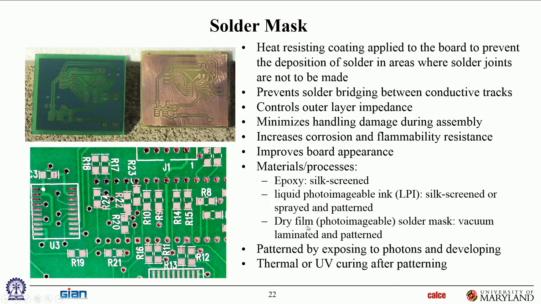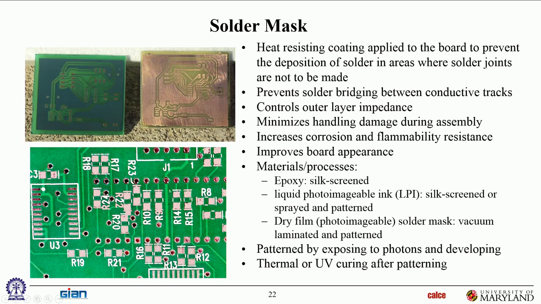Or sometimes they're dry film. So dry film is done with vacuum lamination. Again, the holes are patterned after the material is put down. So those are all photoimageable for the purposes of making those openings, etching those openings. And then finally, the curing is either UV or thermal. Okay, so it's epoxy, it's polymer after all, so it has to be cured, one final cure step.